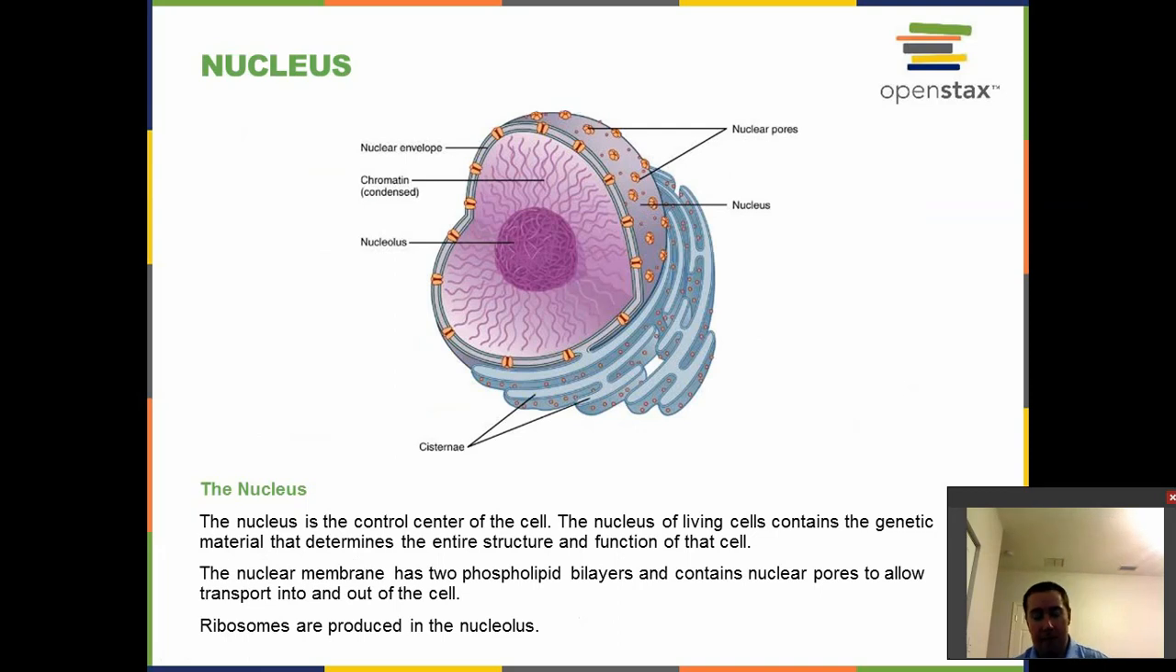Now, the nucleus plays a lot of different roles in the cell. A lot of them we're not going to talk about today. The easiest way to think of this, like the slide says, is the control center of the cell. Everything else that happens in the cell happens because of what happens in the nucleus.